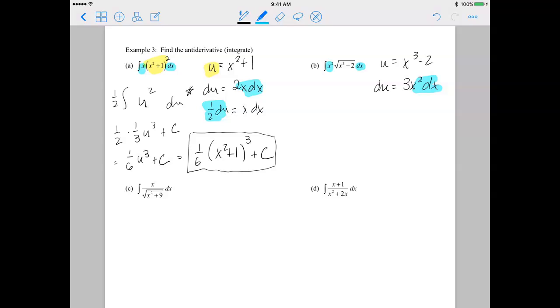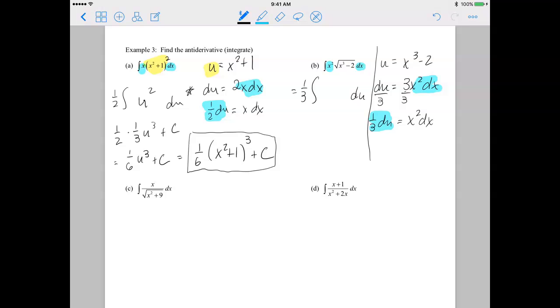So in order to compensate for that, we need to solve for x squared dx, which just means we need to divide both sides by 3. So that's going to say 1/3 du is equal to x squared dx. Okay, so now for everything that I see in blue there in the original problem, we're going to replace that with 1/3 du. So this is going to equal 1/3. The integral sign just stays an integral sign, and then du. I'm going to draw a little line here so that things kind of stay separate.